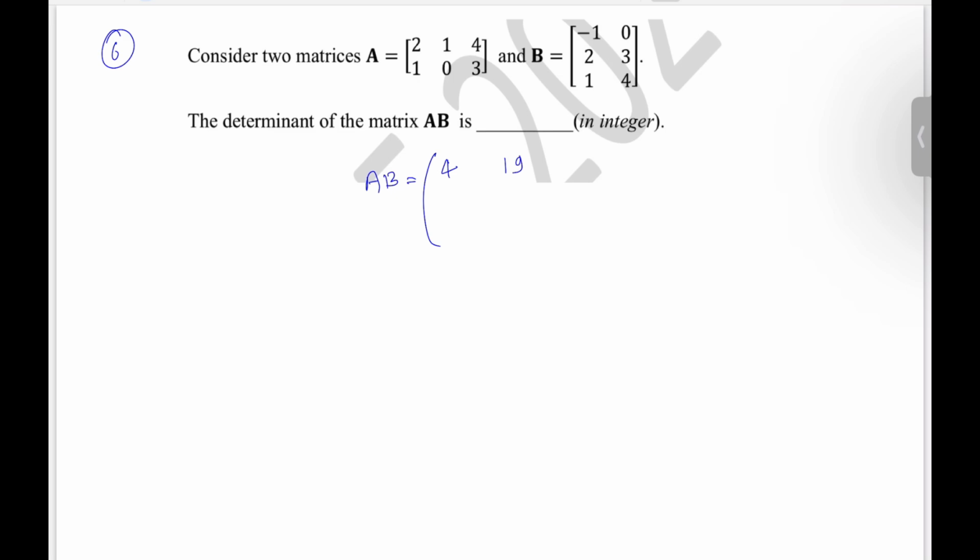And here we will have minus 1 plus 3, that will be 2. And here we will have 0, 0 and 12, and the determinant of this matrix will be 48 minus 38, that will give you 10.